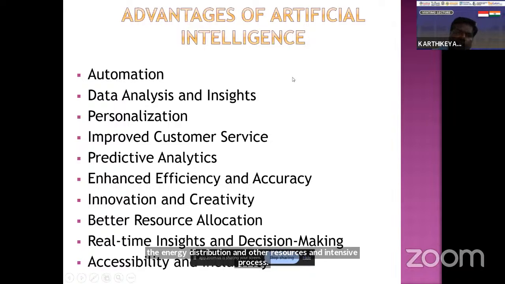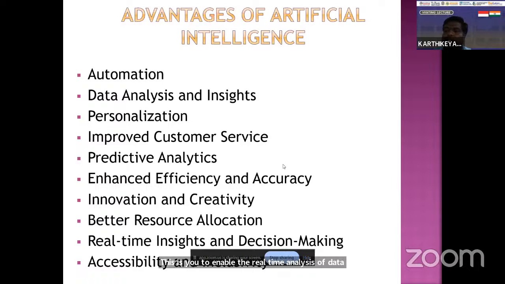And the next advantage is real-time insights and decision making. This is used to enable real-time analysis of data streams, allowing the organization to make informed decisions quickly in dynamic environments. So this is valuable in applications such as financial trading, fraud detection, and emergency response.